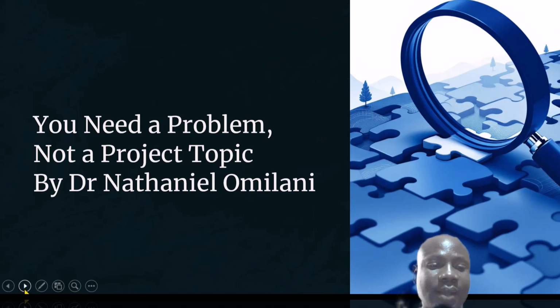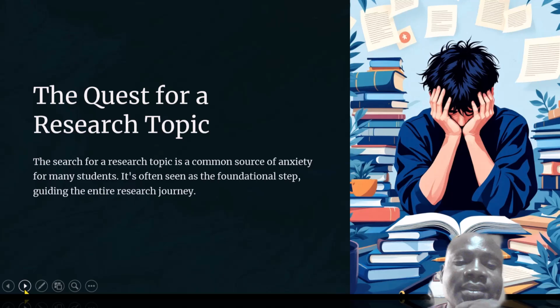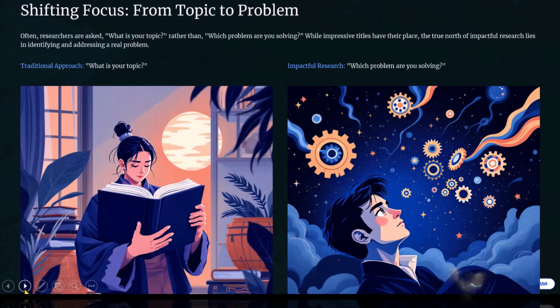Basically, the quest for a research topic is a common source of anxiety among many students. It's often seen as a foundational step of guiding the entire research journey. When you come across higher degree students, most of the time they will say, I'm here to have a topic, I'm here to have a topic, and all of that. Because without the topic, most of the time, we believe that we have not started the research.